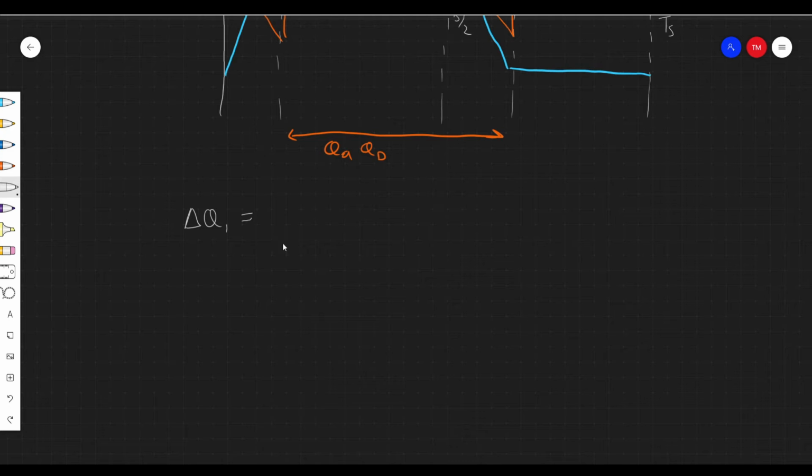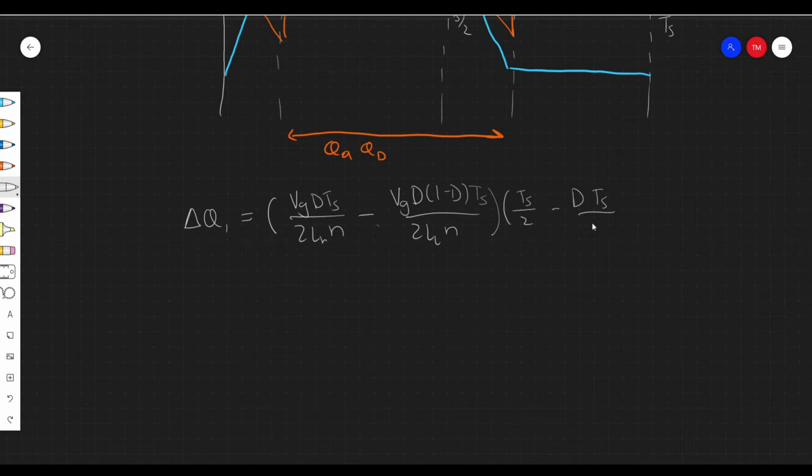So simply subbing in the variables we know, we have delta Q1 is equal to Vg dTs over 2Ln, minus Vg d(1 minus d) over 2L Ln. There's a Ts in here, times the time difference, right? So this is simply I peak, and this is I out. And then we have Ts over 2 minus d times Ts over 2, right? Phi is simply d times Ts over 2.